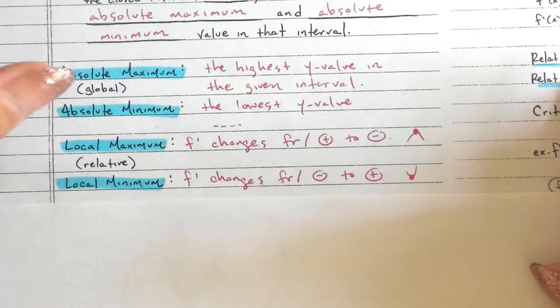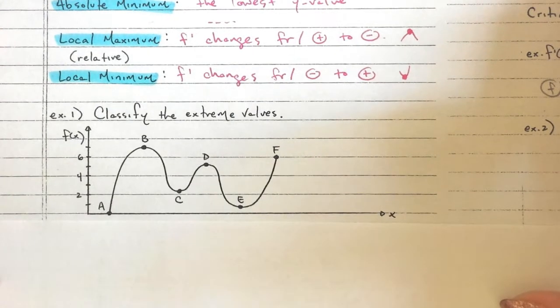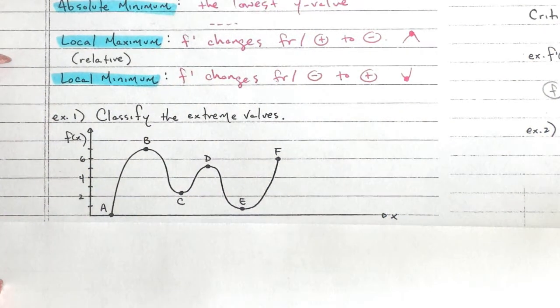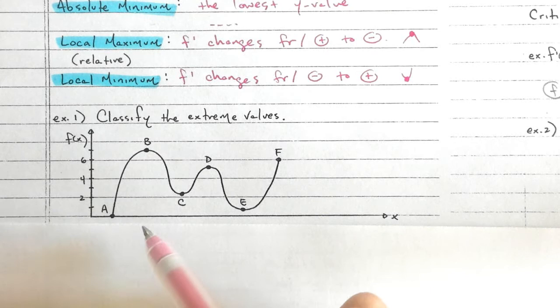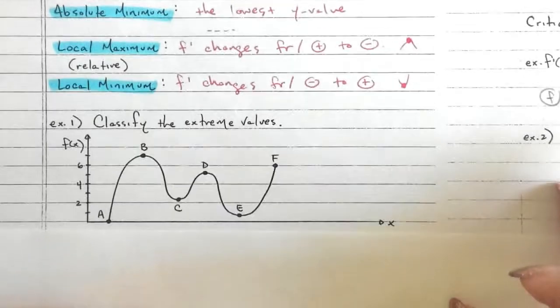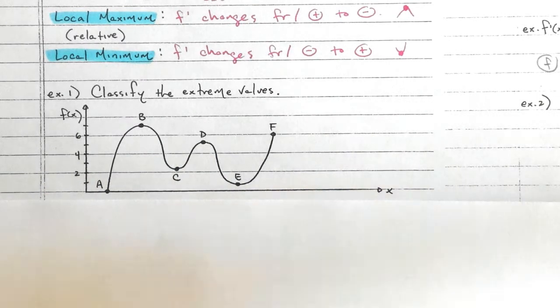Okay, so then you have this somewhat crazy looking function, and I want you to classify all the extreme values. So what would be A? What can you call that, if anything? I want you to try. I don't want you to just copy me. Give it a couple seconds, pause, and then let's check your answers.